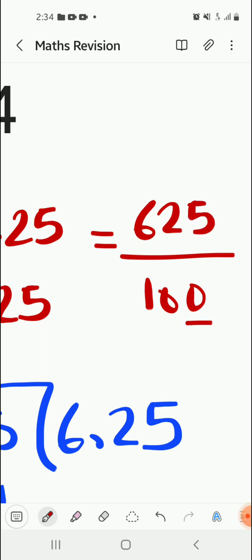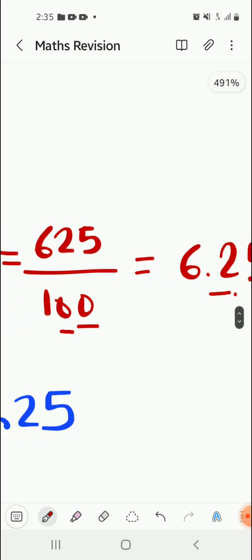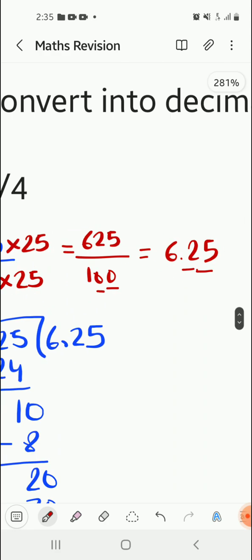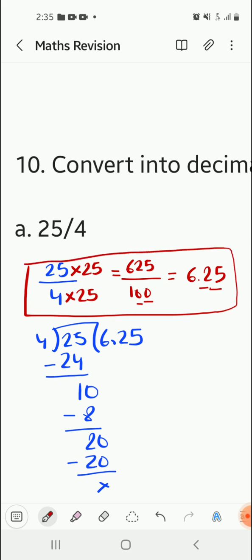Now you see there are 2 zeros. So the decimal point will become 6.25. 2 zeros, so 2 decimal places. So this is also a way you can do it. Whichever you feel right and easy, you can follow that. So this is one method. And the other method is in this blue color.